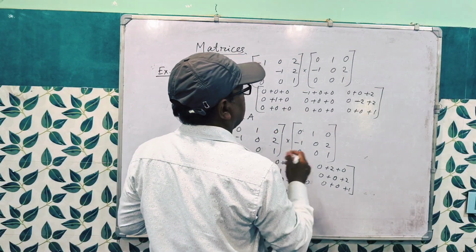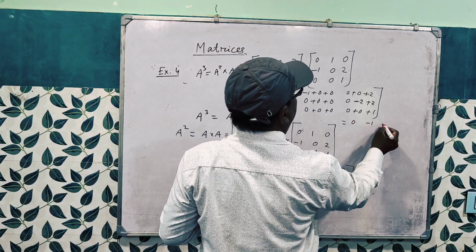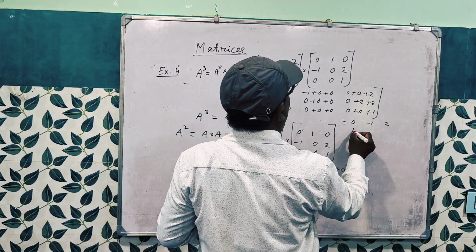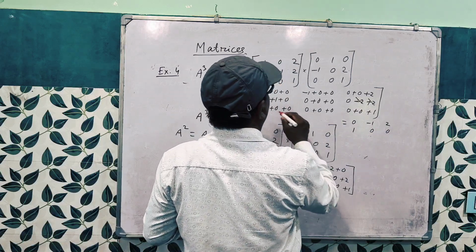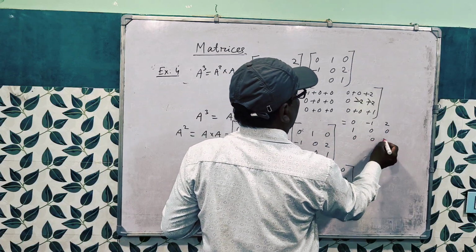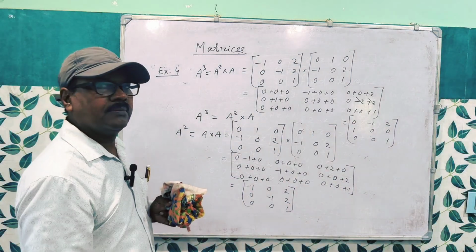So by simplifying, we have got 0, minus 1, 2; 1, 0, by cancelling 0; 0, 0, 1. Clear? This is our A cube.